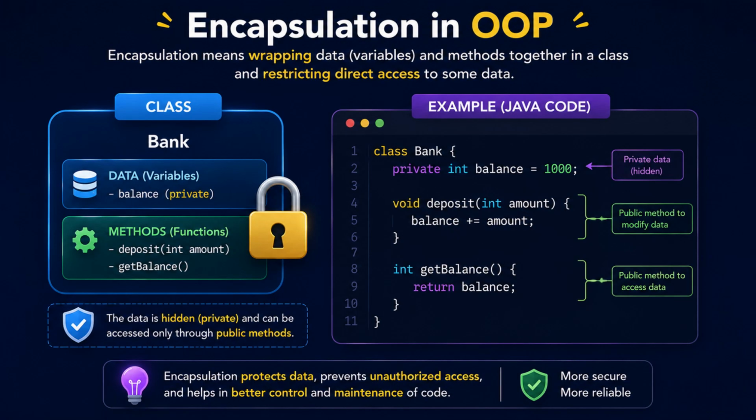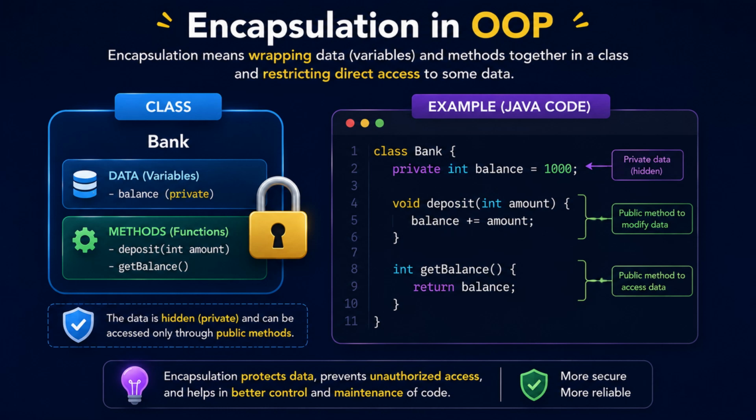Now, let's move to encapsulation, one of the most important OOP principles. On the screen, you see a box with a lock. Encapsulation means 1. Combining data and methods into one unit. 2. Restricting direct access to data. Real-world example, ATM machine. You can withdraw money, but you don't see the internal process.